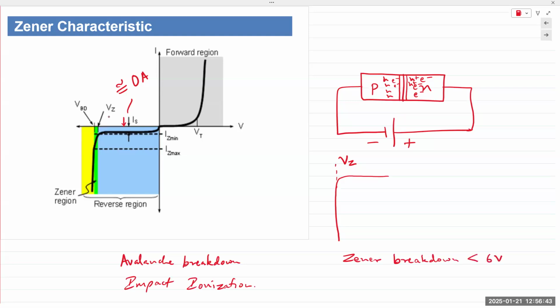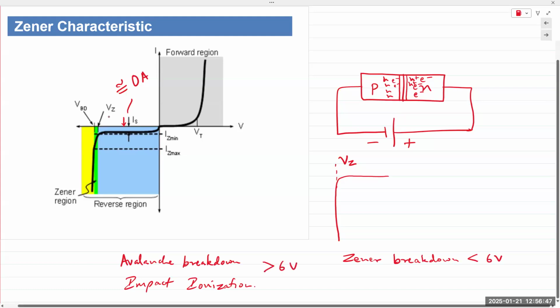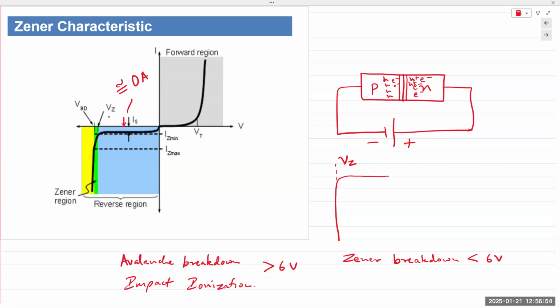This is typically less than 6 volts. Avalanche breakdown is typically higher than 6 volts. Okay, but generally speaking, all breakdown in the reverse bias is now referred to as Zener breakdown. Even though that's technically two separate mechanisms, when you operate it in the reverse bias, we just say it's Zener breakdown, even though technically it may not be. Okay, the demarcation line is around 6 volts.